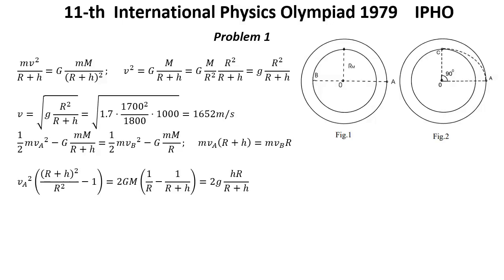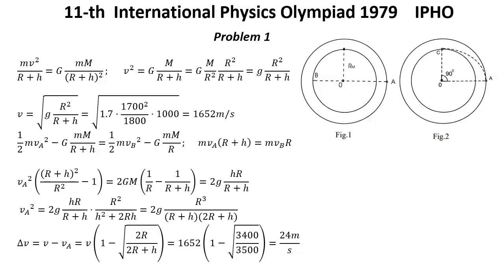So we can use it to find VA square. It will be this one. Taking the expression for v into account, we can find the velocity change at point A like this. Now we can find the velocity difference, subtracting VA from v, and we will get 24 meters per second.